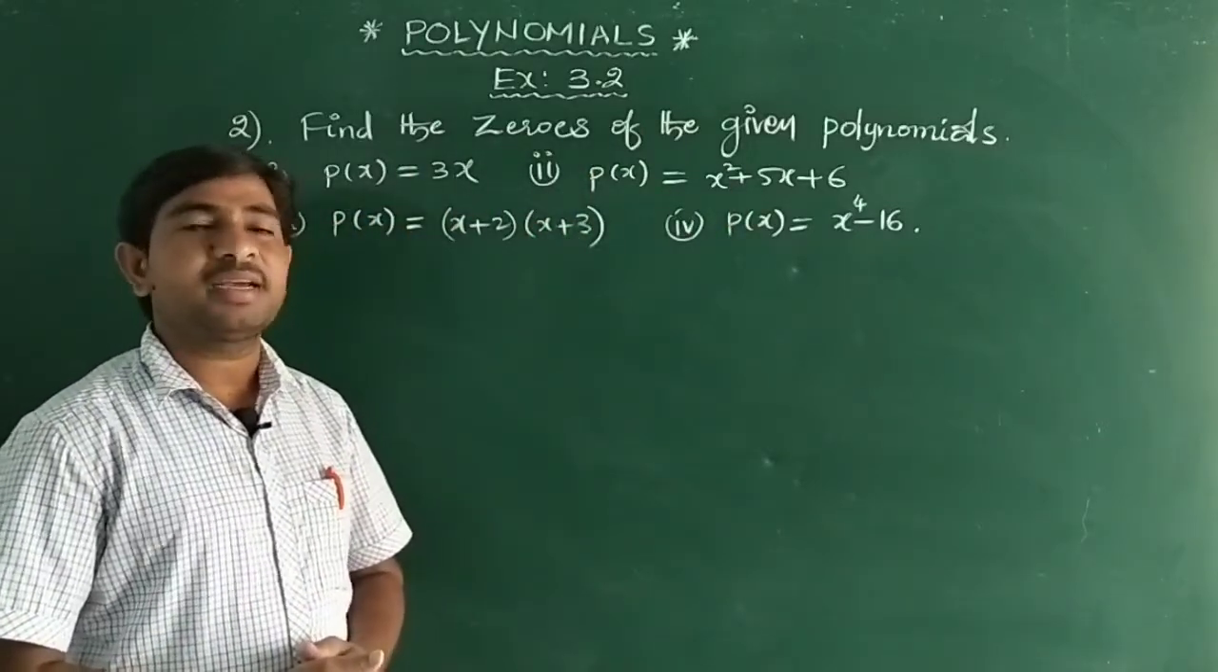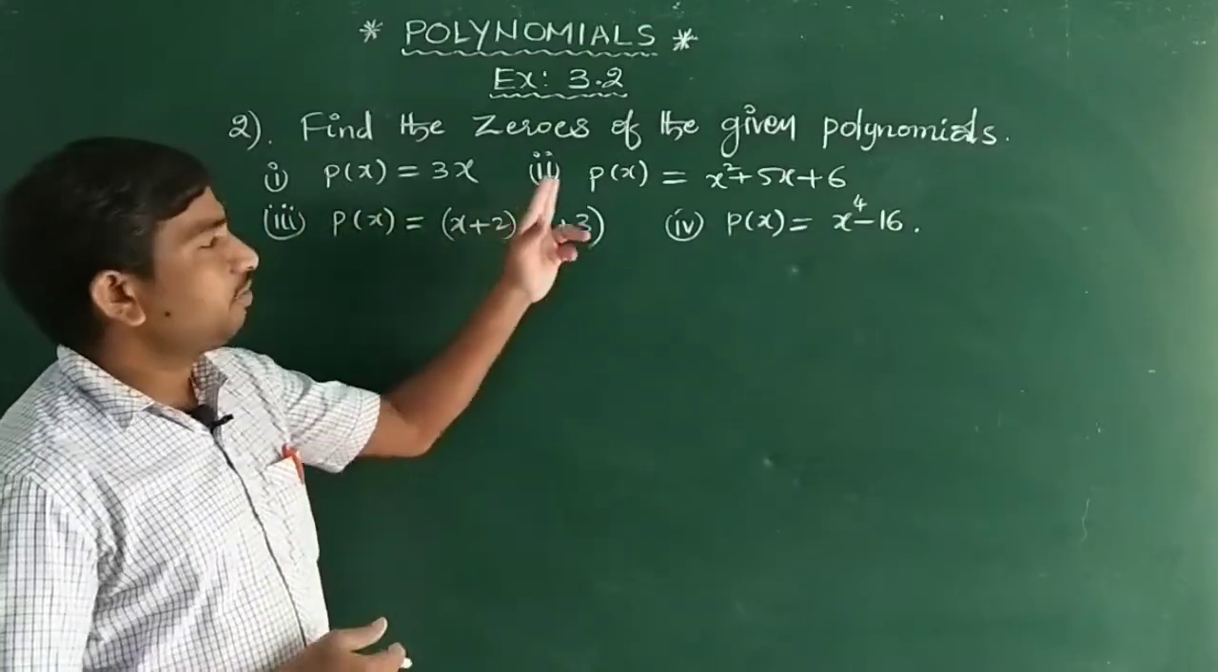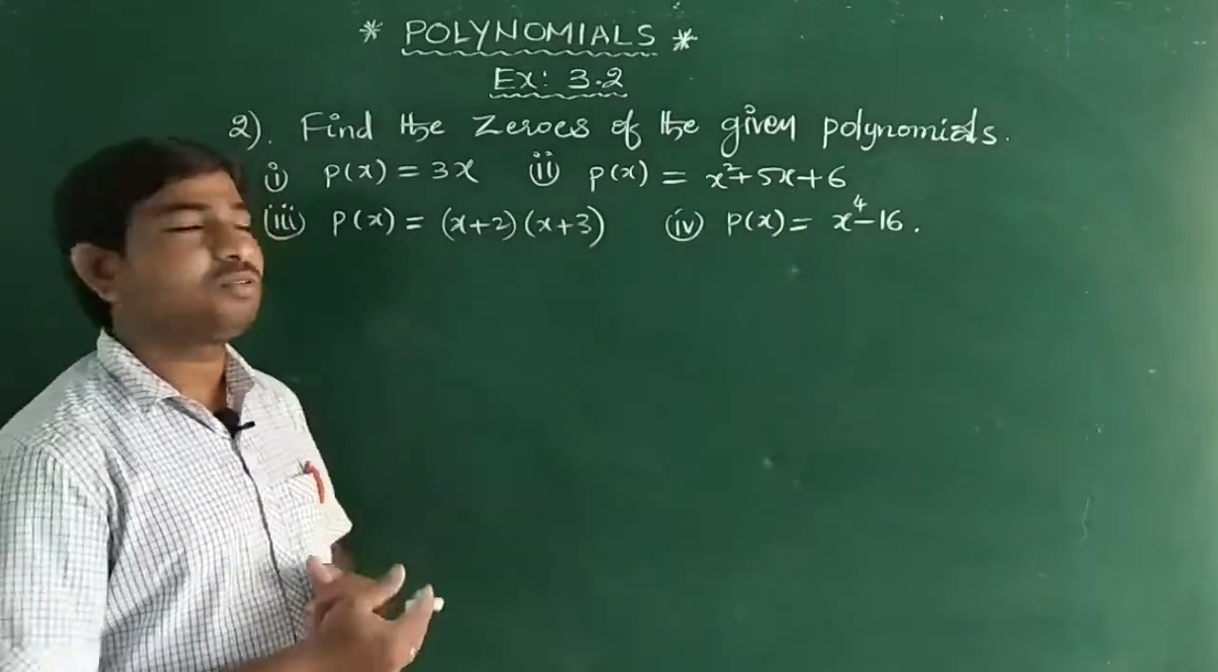Find the zeros of the given polynomials. How? First one, p of x is equal to 3x. Second one, p of x equals x square plus 5x plus 6. And third one, fourth one given. So now we have to see that first one.